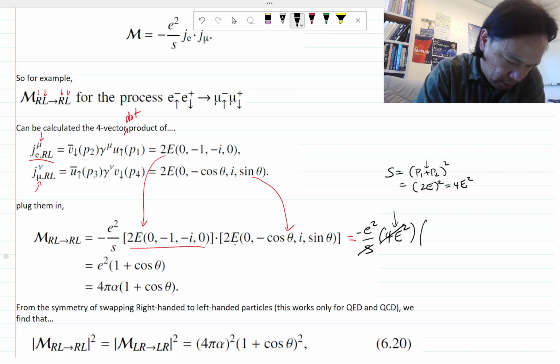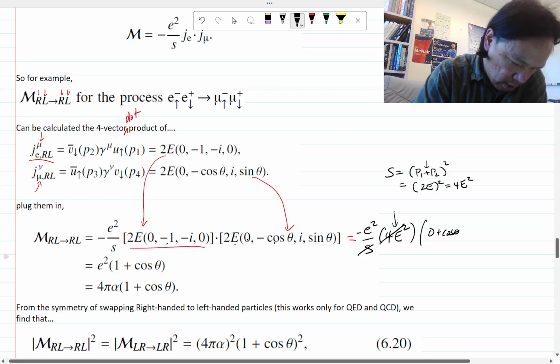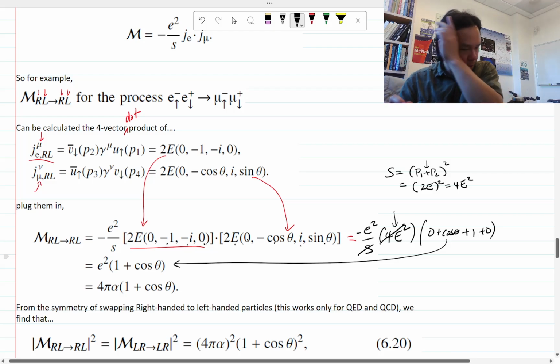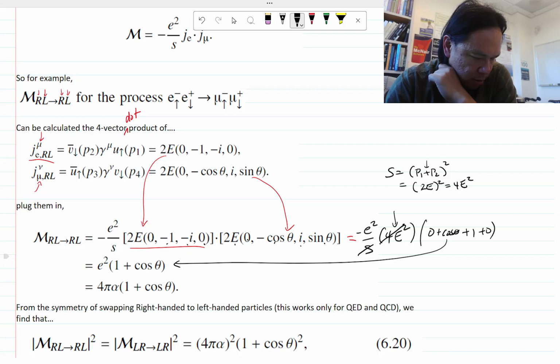What remains here are these dot products between these vectors. 0 times 0 is 0. Negative 1 times cosine, negative cosine gives you a cosine. Negative i times negative i gives you a 1. 0 times sine is 0. So you end up with basically E squared times 1 plus cosine theta. Am I missing a negative sign here? Where did I lose a negative sign?